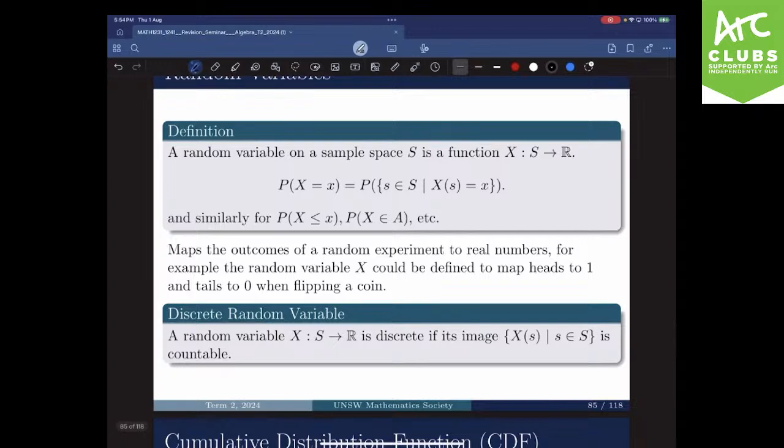Next thing, discrete random variables. A discrete random variable X such that S maps to R is discrete if its image, X(s) such that s belongs to S, is countable. So we're just saying that discrete random variables are random variables that are countable.